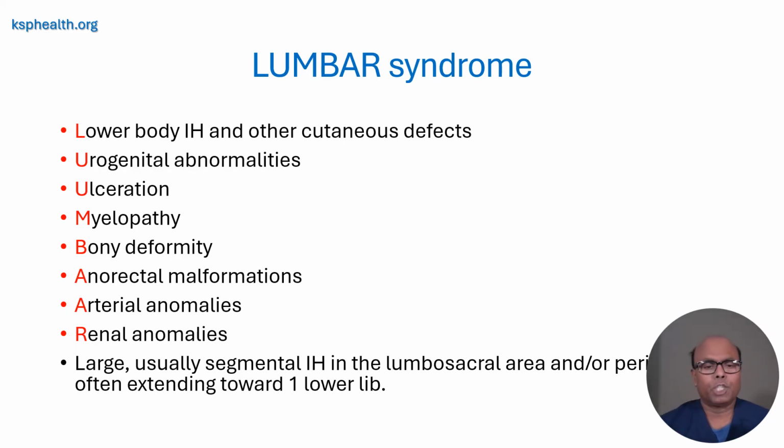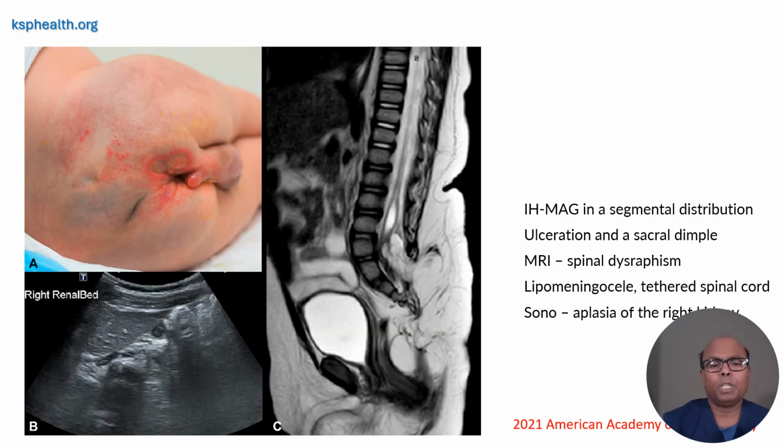LUMBAR syndrome stands for lower body hemangioma and other cutaneous defects, urogenital abnormalities, ulceration, myelopathy, bony deformity, anorectal malformations, arterial anomalies, renal anomalies. A large, usually segmental hemangioma in the lumbosacral area or in the perineum, often extending towards one lower limb, is a criterion for hemangioma in the lower body. This particular picture shows segmental hemangioma with ulceration and sacral pit, sacral dimple.